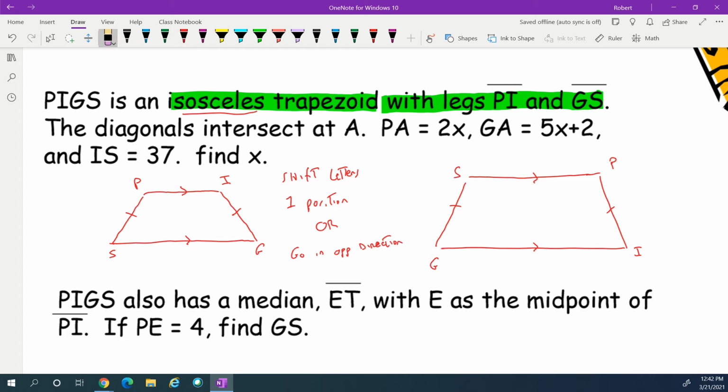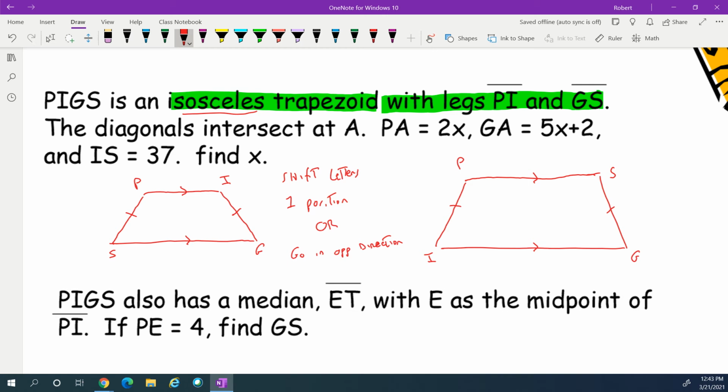Or I can just go in the opposite directions. Well, let me just get that line there. P, and now go counter. I, G, S. And again, this picture works. So we have to be a little bit careful because bases and legs are different things now. So I have to be a little bit careful.